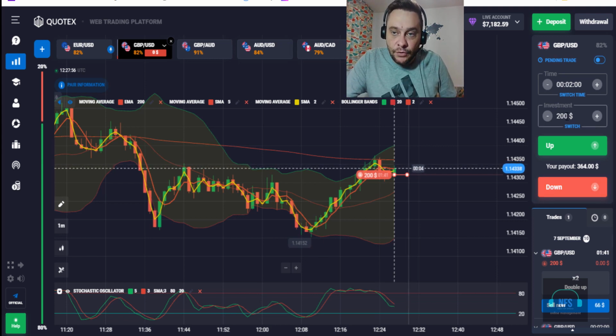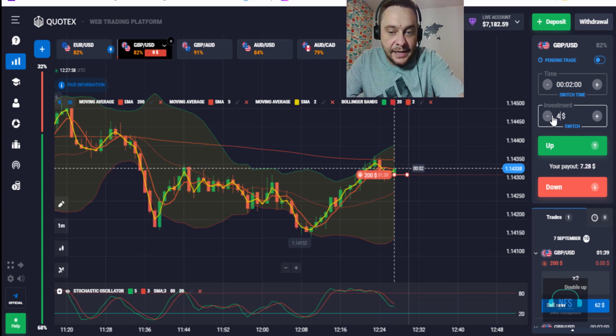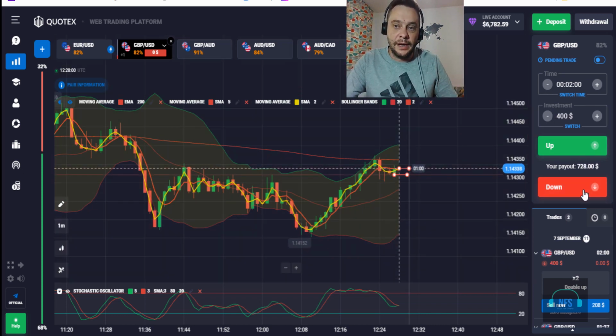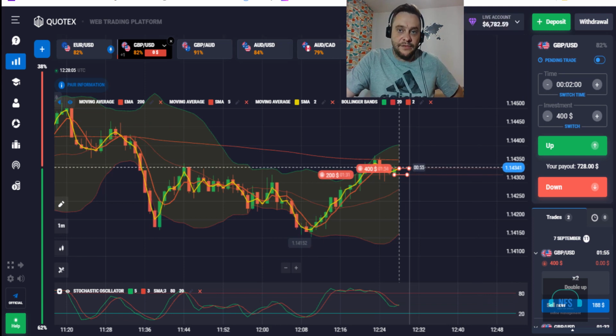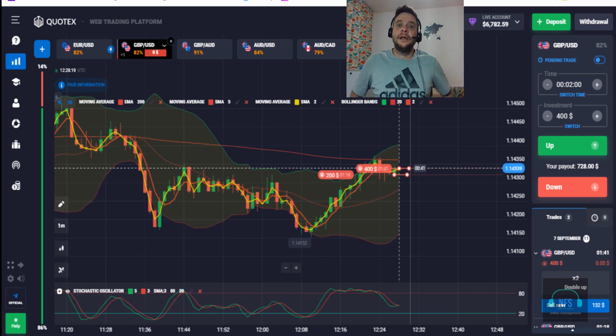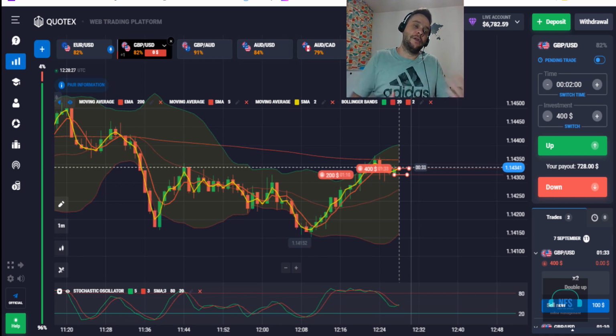Let me put here a $400 trade. As you see, the price is going up, more up. I will not blow my account because as you can see I have almost $7,000 in my account, and I'm not afraid to place this kind of trades. But if you have $100 in your account, you should place, I don't know, $5 trades, $10 trades, not more than this, because otherwise you will not be able to double up your amount to recover losing trades.